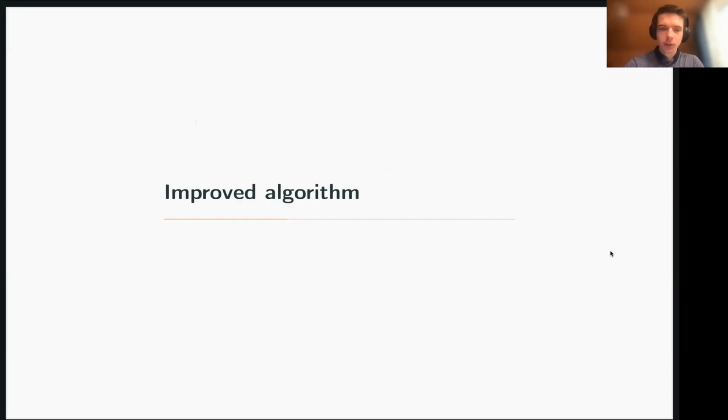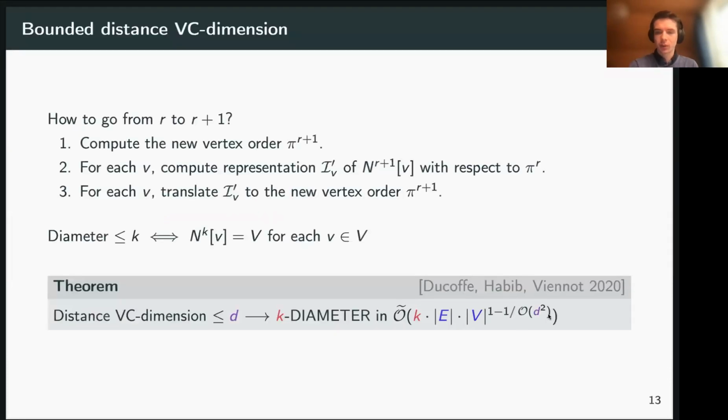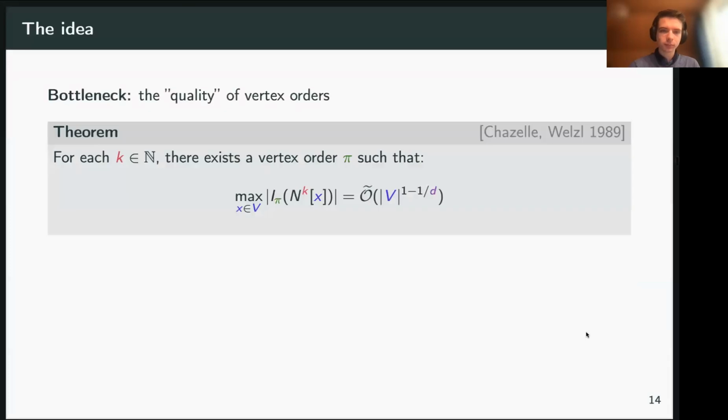So now we're moving to our work. We have all the things we need. We'll show how to improve this exponent of V. So what's the bottleneck of the previous algorithm? We know that there is a nice order where this exponent is 1 minus 1 over d. But the problem is that we don't know how to compute it in subquadratic time, so we cannot use it. And what they did, as I said, they sacrificed the exponent. They show an approximation algorithm that computes a slightly worse order, but still subquadratic. And that's the reason why they get this worse exponent.